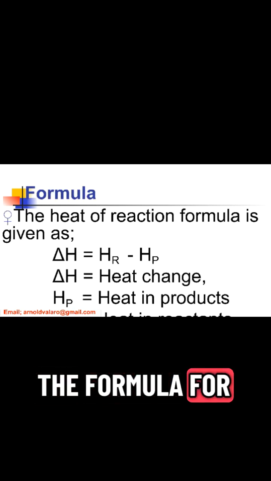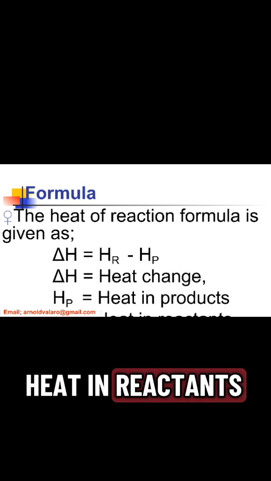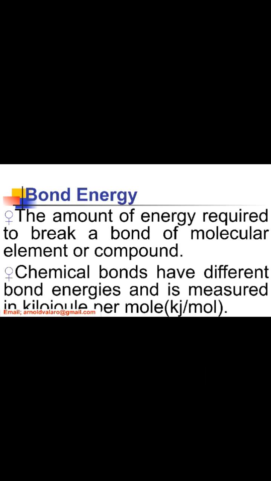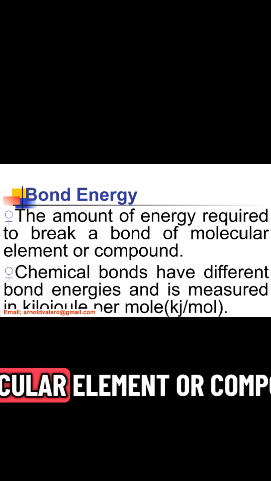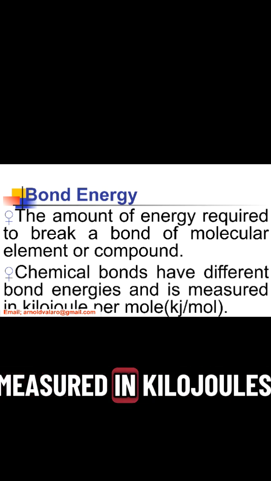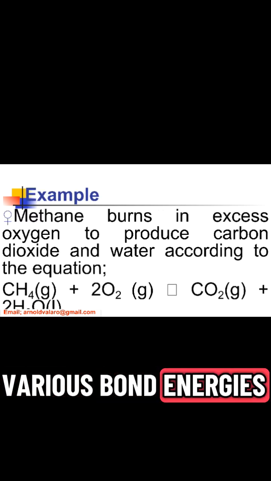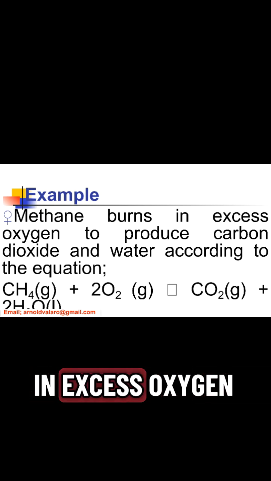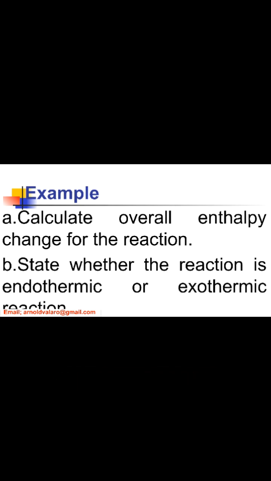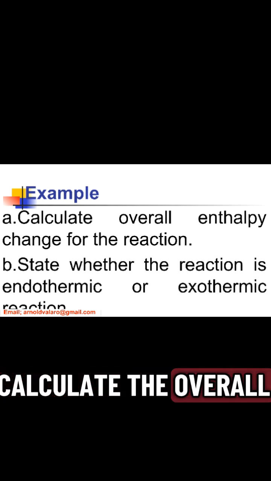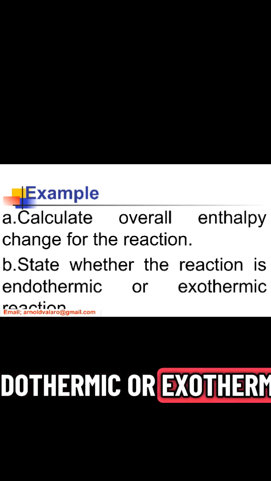The formula for the heat of reaction is delta H equals the heat in reactants minus the heat in products. Bond energy is the amount of energy required to break a bond in a molecular element or compound, measured in kilojoules per mole. This table displays various bond energies. Consider methane burning in excess oxygen to produce carbon dioxide and water, as shown in the equation. We need to calculate the overall enthalpy change for the reaction and state whether it is endothermic or exothermic.